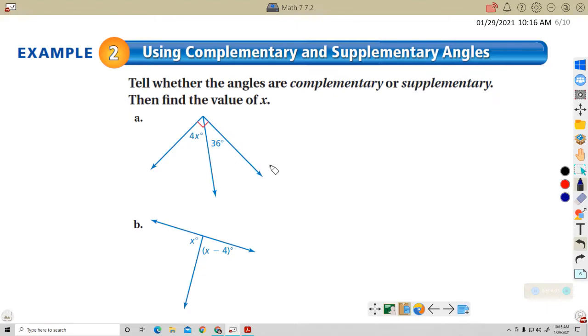Now we're going to solve for x. Actually, we did this in the previous lesson. This is kind of the same as the last lesson, 7.1, except we just have these different words now for it, right? Complementary and supplementary. I think maybe I was using the words right angle and straight angle in the previous lesson. Okay, so example 2a, we can see that this is a 90-degree angle, so that means these are complementary.